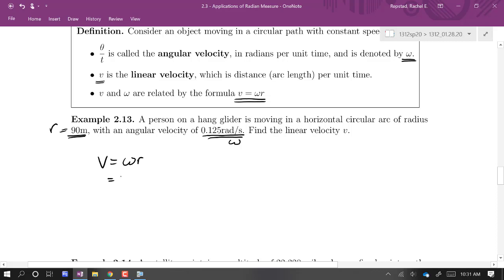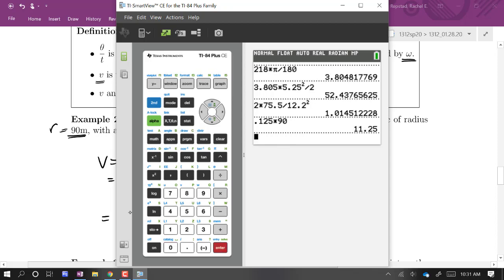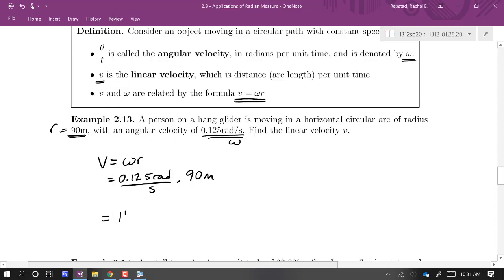So 0.125 radians per second times 90 meters. 0.125 times 90 is 11.25. What are the units?